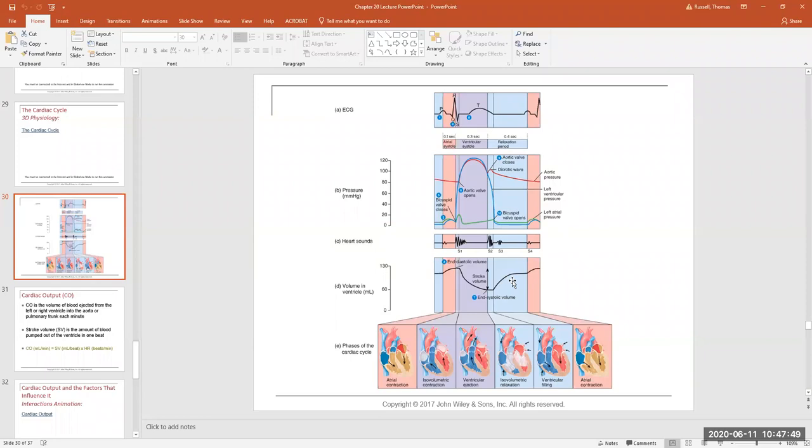And so then this is the time period when the ventricles are filling with blood. And thus the ventricles are relaxed all the way until we get to the end of atrial systole, or what's called the end of ventricular diastole. So I want to go from this line right here to this line right there.